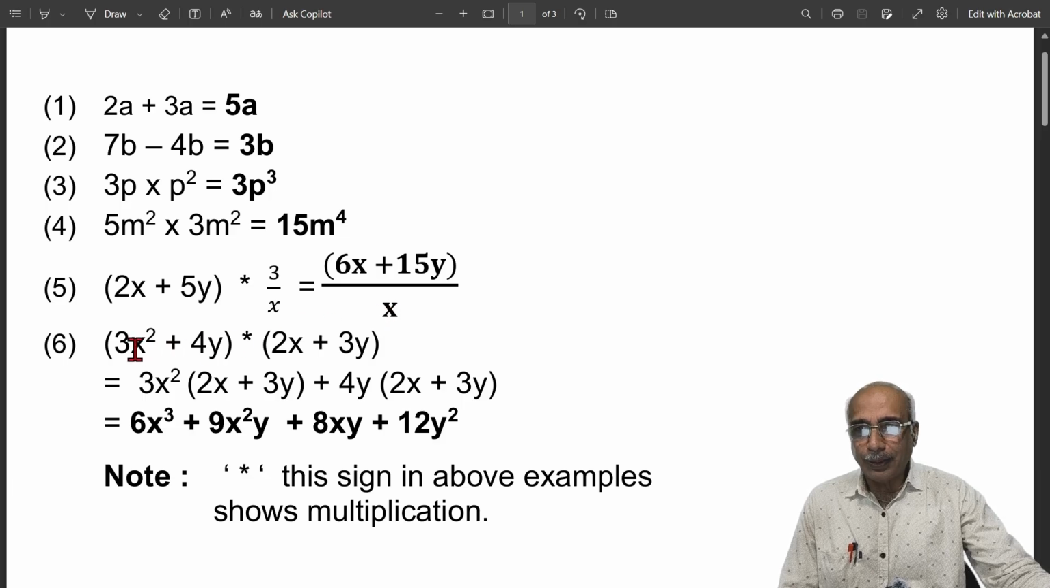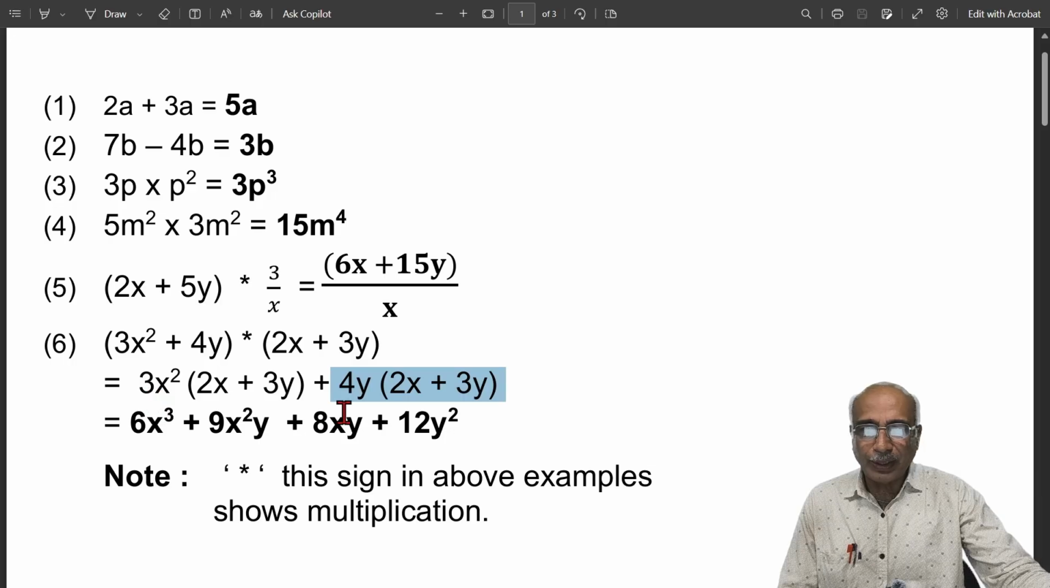Next example, 3x square plus 4y in one bracket, again an asterisk sign, that is the multiplication sign, into 2x plus 3y. So here the first term of the first bracket multiplies the second bracket, that is 3x square into 2x plus 3y. Then the second term of the first bracket multiplies the second bracket. So here we will get 4y into 2x plus 3y.